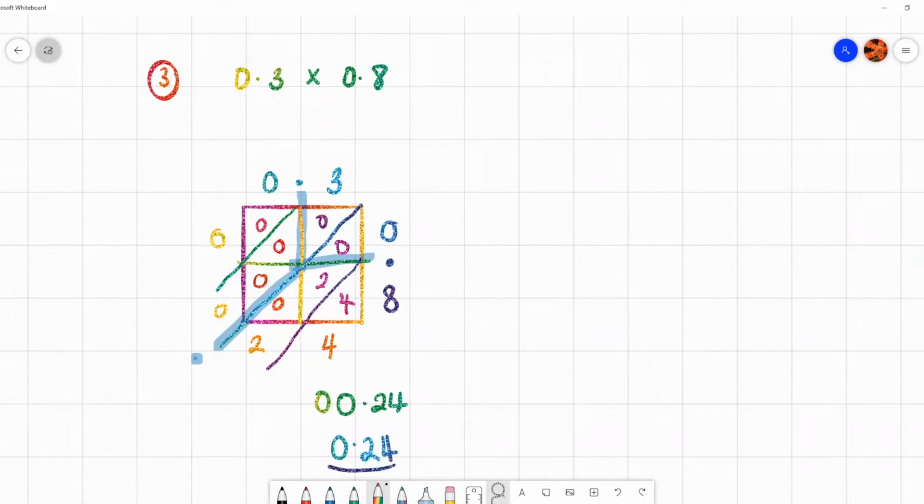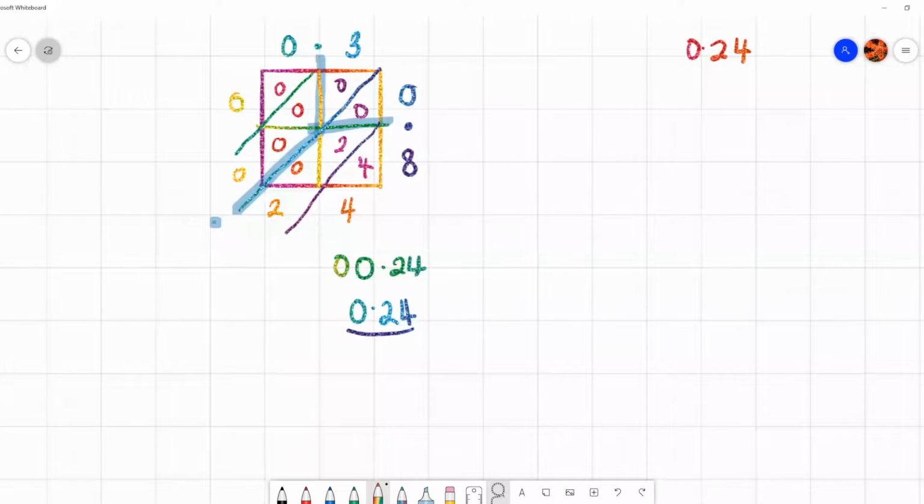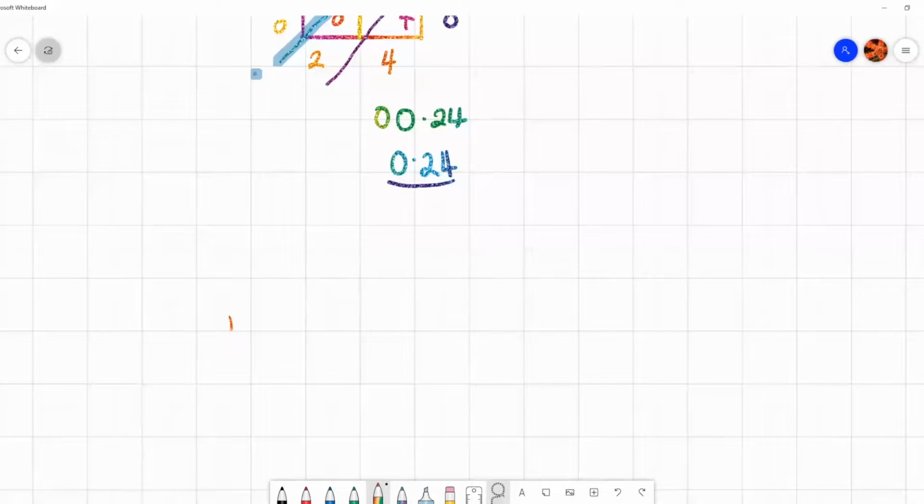You could have just done 8 times 3 to get 24, but because you've timesed this one by 10 and this one by 10, because 0.3 times 10 is 3, and 0.8 times 10 is 8, you've got to divide it by 100, put 2 decimal points back in, which is 0.24. Similar, let's have a look at one more with multiplying. You might have something like this.